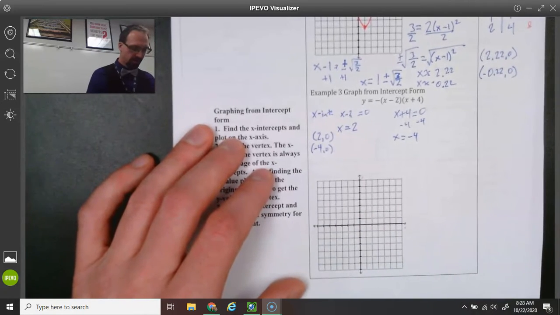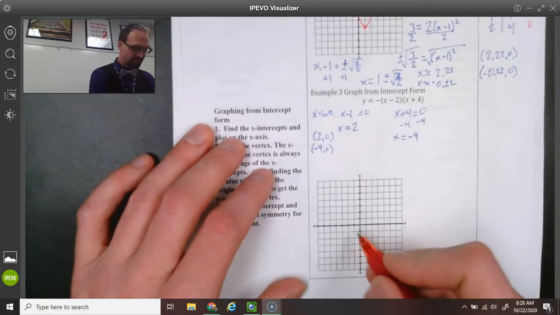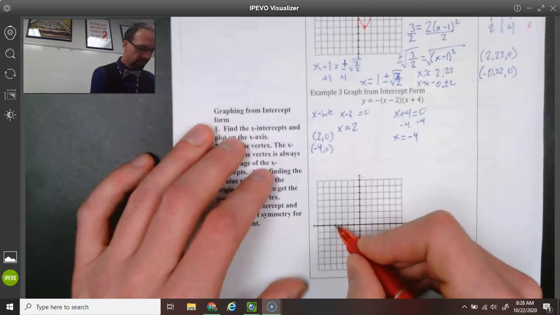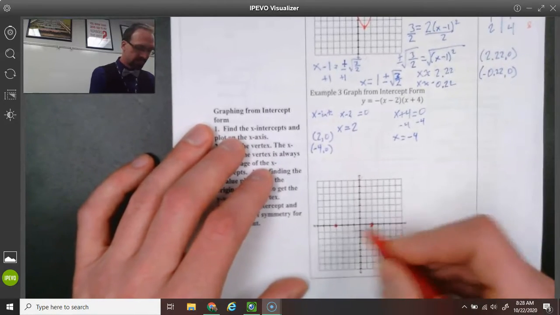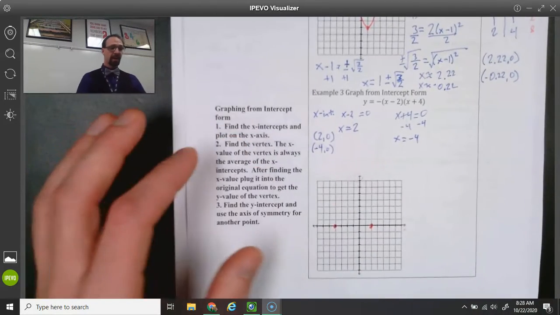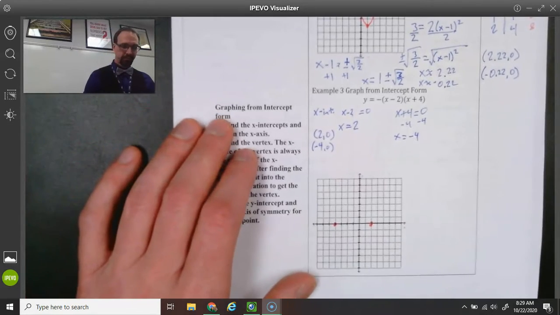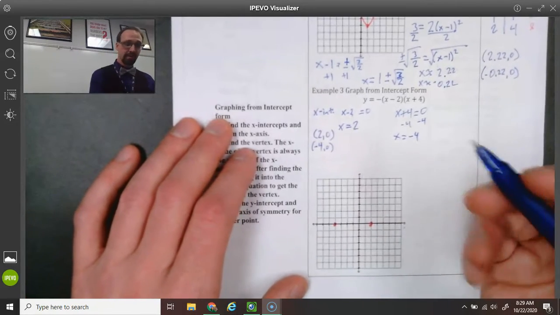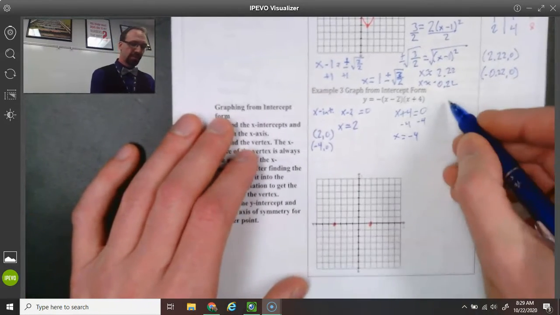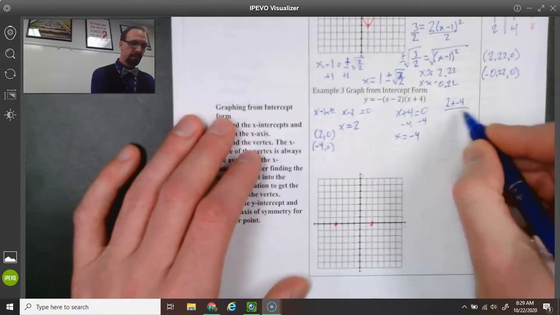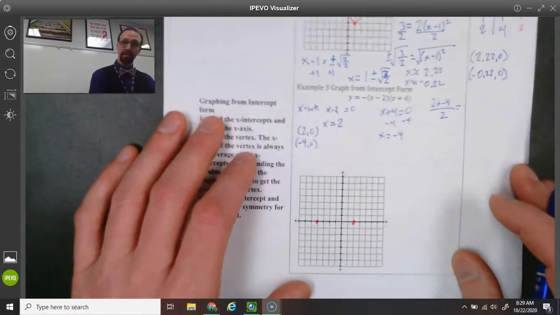Sorry, got to flip back to my red pen. 1, 2, 3, 4. And then 1, 2. To find the vertex, it's the average of the x values. So if I add 2 plus negative 4 together and divide by 2, that's going to give me my vertex.